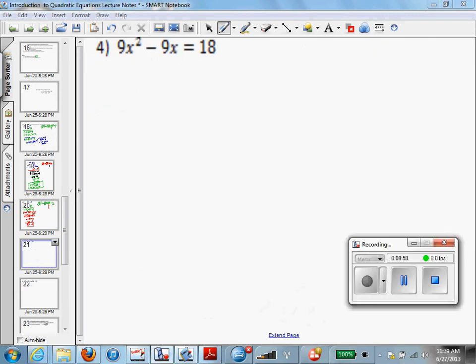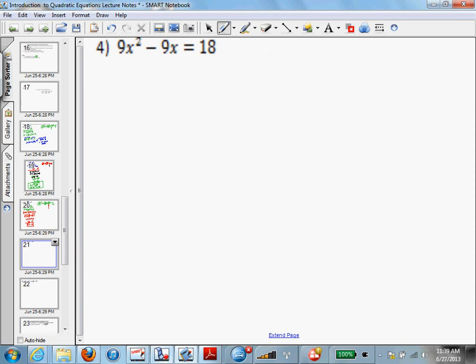With number 4, we do not have a coefficient of 1, so what we want to do is go through and pull out a 9 from each term, because 9 will go into each term. And that will leave the x term as having a coefficient of 1, or just x squared, minus 1x, or just x, equals, and 18 will go in 2 times.